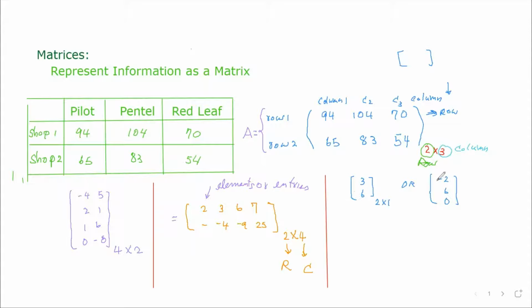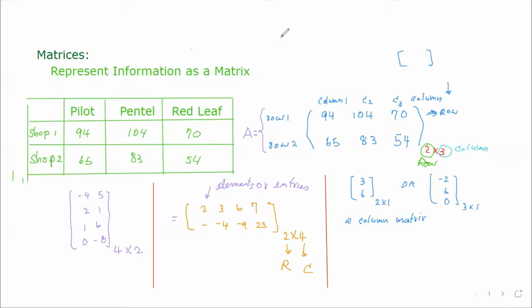And also this one is what? 1, 2, 3, we have 3 rows, 1 column. So in this case, if we have only 1 column, we call this a column matrix. We call this pattern a column matrix because there is only 1 column.